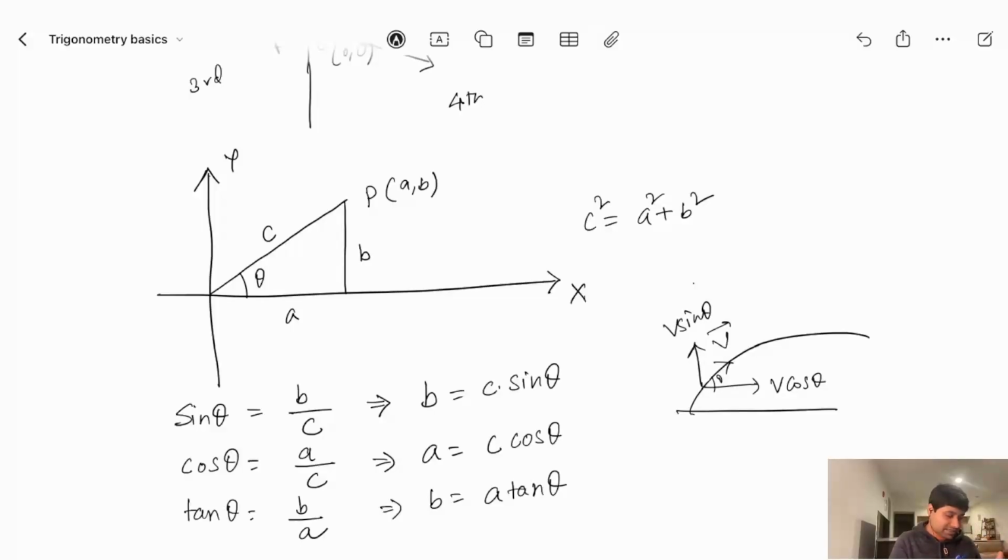You can clearly see here the b component, which is the vertical part, is actually c sin theta. So c here you can think of as a vector, which has a particular value and direction. If I think about the vector c, its value is the square root of a square plus b square, and its direction is theta degrees against the x-axis.